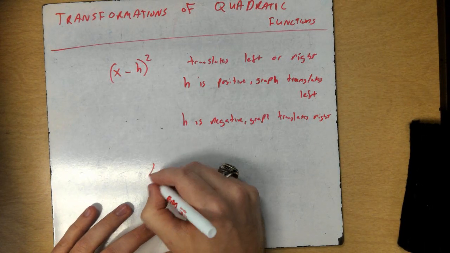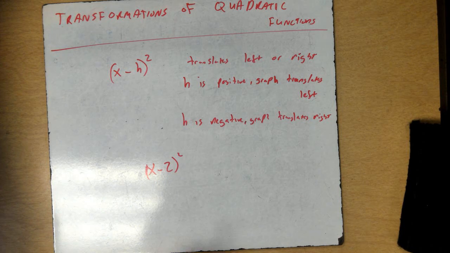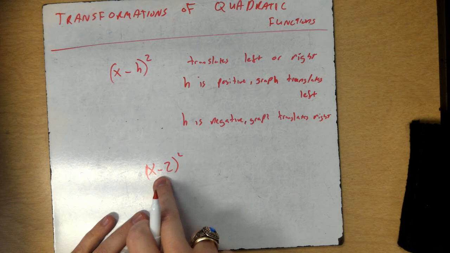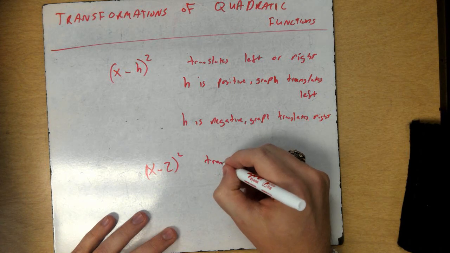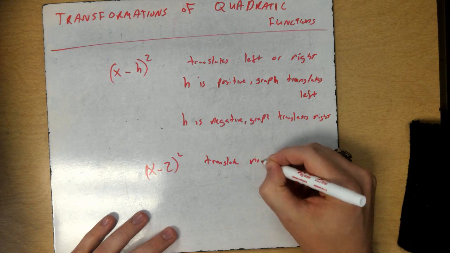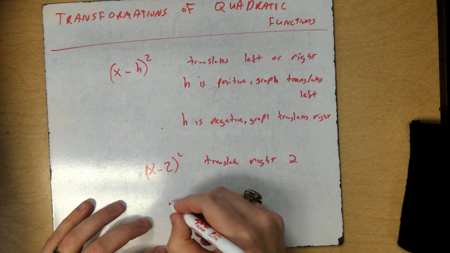Let's say we have x minus 2, squared. So we look at our h here. Our h is negative. It's a minus in front of it, which makes it negative. So if it's like that, it's going to translate to the right 2. Okay, so very simple.